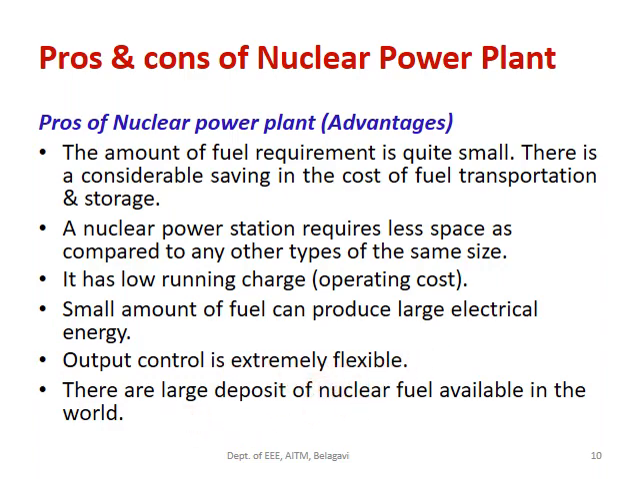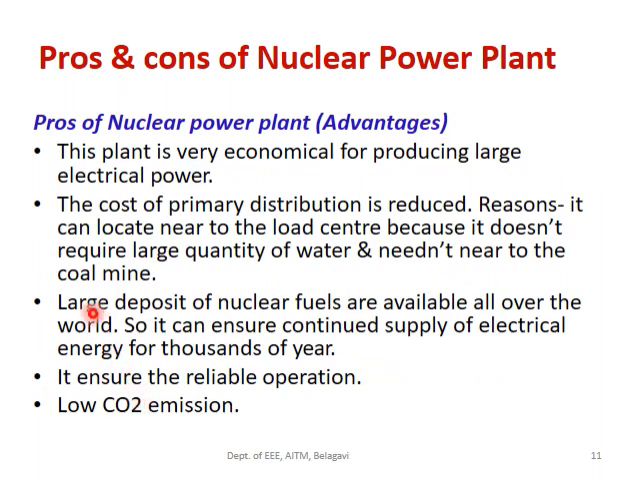This plant is very economical for producing large electrical power. So if the electrical energy demand is more, what kind of power station do we utilize? Nuclear power stations. The cost of primary distribution is reduced. As we utilize a very small amount of fuel, the cost of distribution will be reduced. Large deposits of nuclear fuels are available.